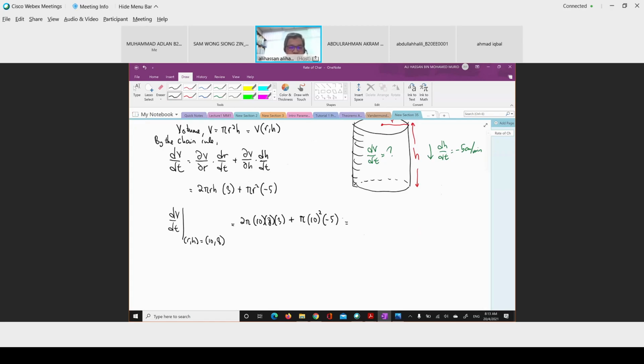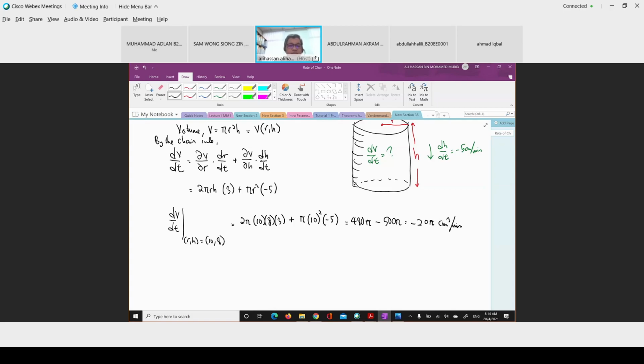What is this? We have 3, 824, 240, 480 pi, right? The first term is 4 pi, then minus 500 pi, which is minus 20 pi, right? 20 pi. So the unit here is centimeter cube per minute. Okay, so we have a negative sign here.